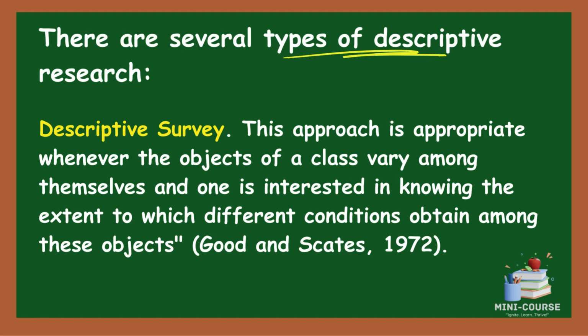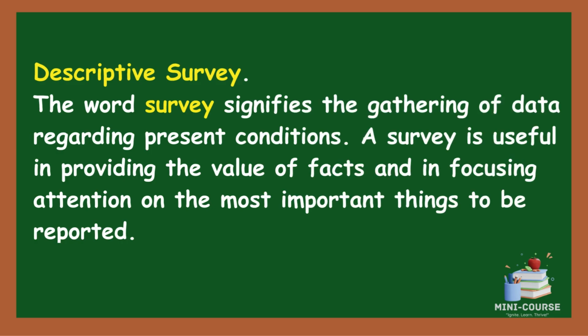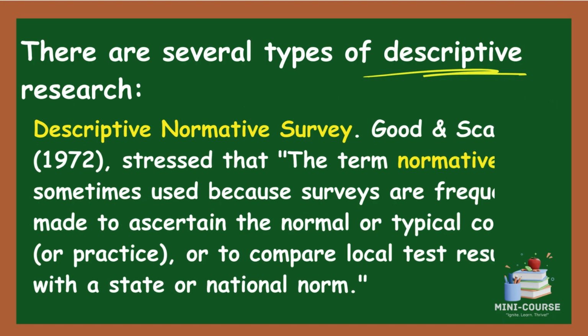Descriptive survey. This approach is appropriate whenever the objects of a class vary among themselves and one is interested in knowing the extent to which different conditions obtain among these objects (Good and Scates, 1972). The word survey signifies the gathering of data regarding present conditions. A survey is useful in providing the value of facts and in focusing attention on the most important things to be reported.